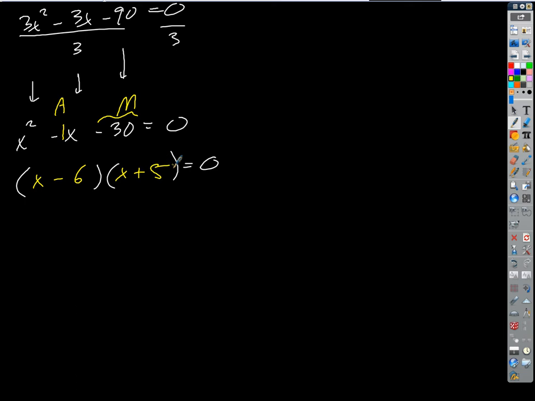Okay, and then what would my solutions be? Don't confuse magic numbers with solutions though, right? Those aren't the solutions. What are the solutions? 6 or negative 5. Good. Yes, sir. Okay, go ahead.